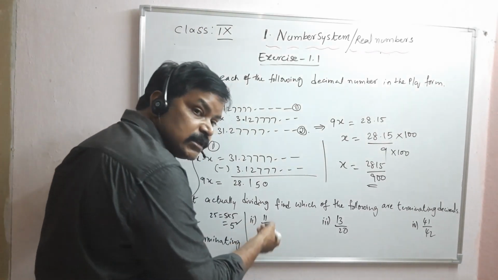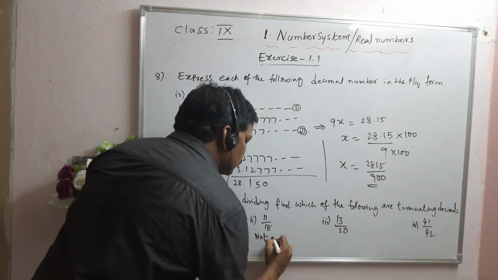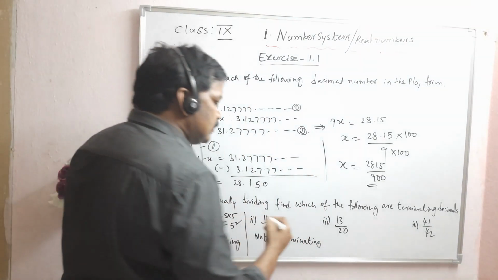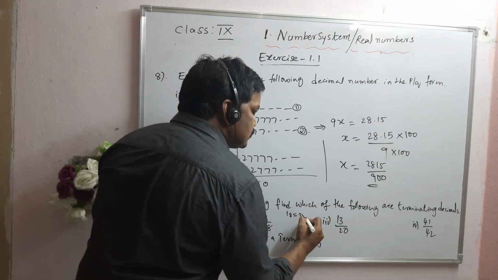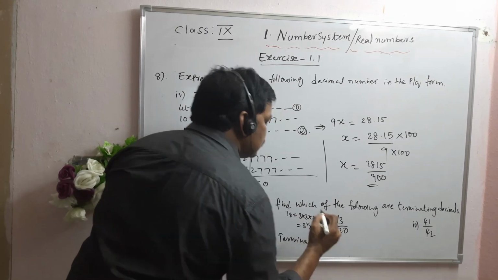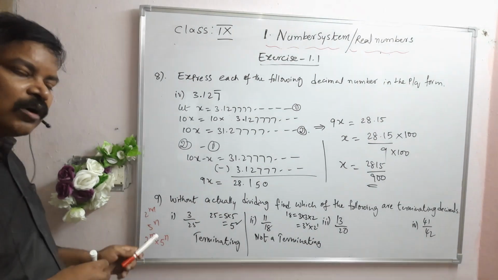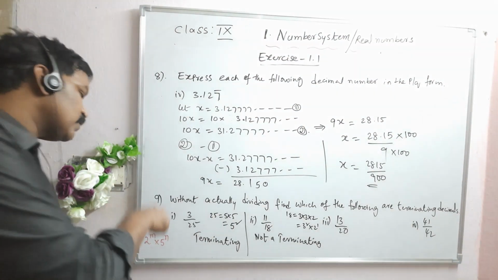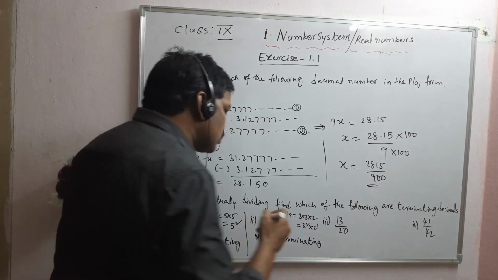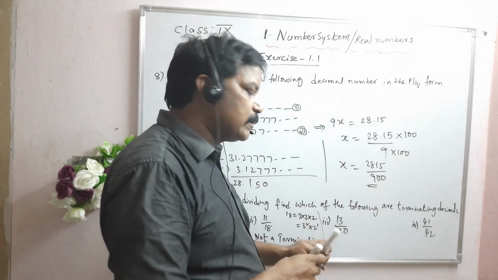Here, if you observe 18, 18 is not terminating. Why is it not terminating? This 18 can be written as 3 into 3 into 2. So the denominator is in the form of 3 square into 2 power 1. But we want either 2 power m or 5 power n, or 2 to the power of m into 5 power n. Right. So understand, children, this is not a terminating decimal. Of course, it is a rational number, but not a terminating decimal.